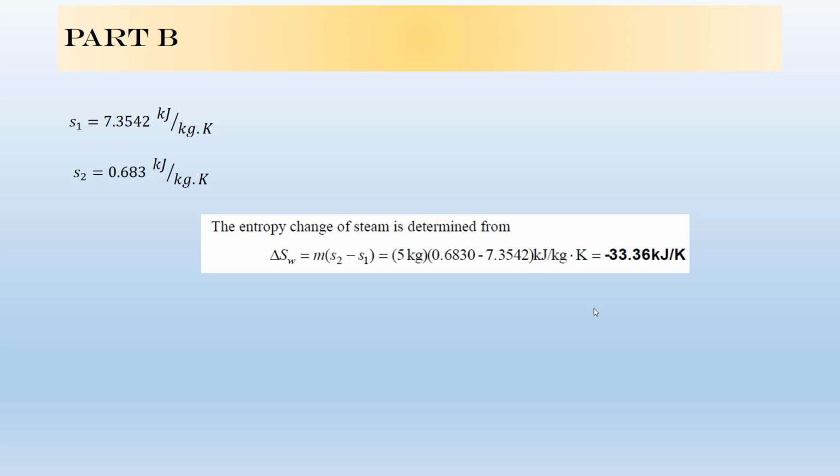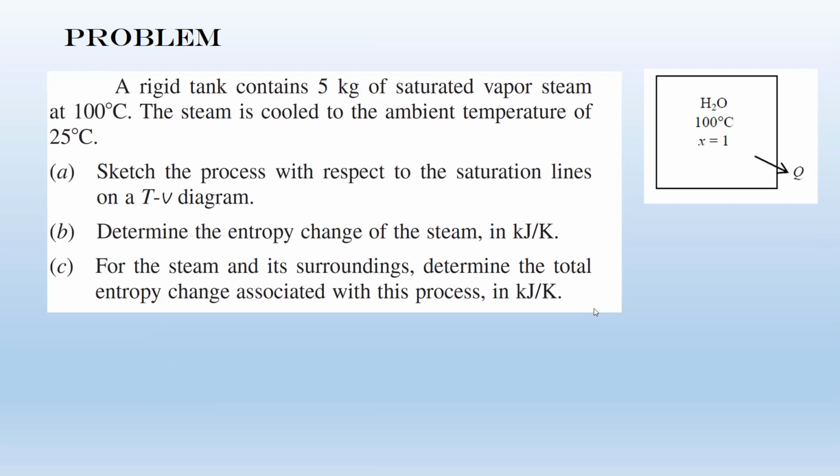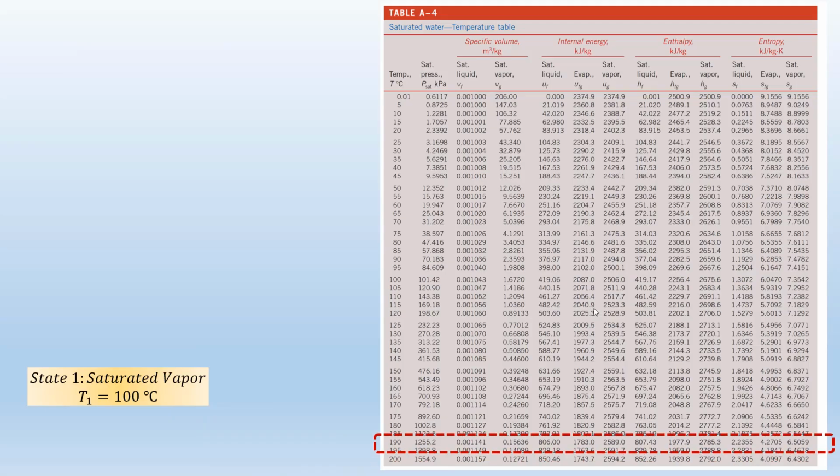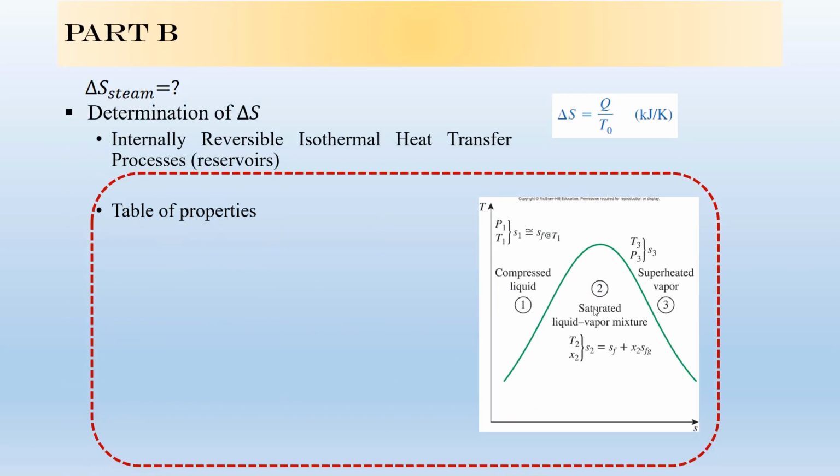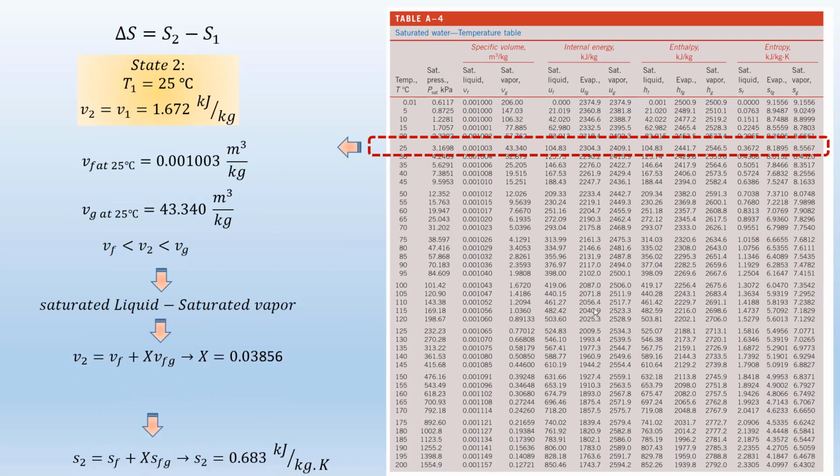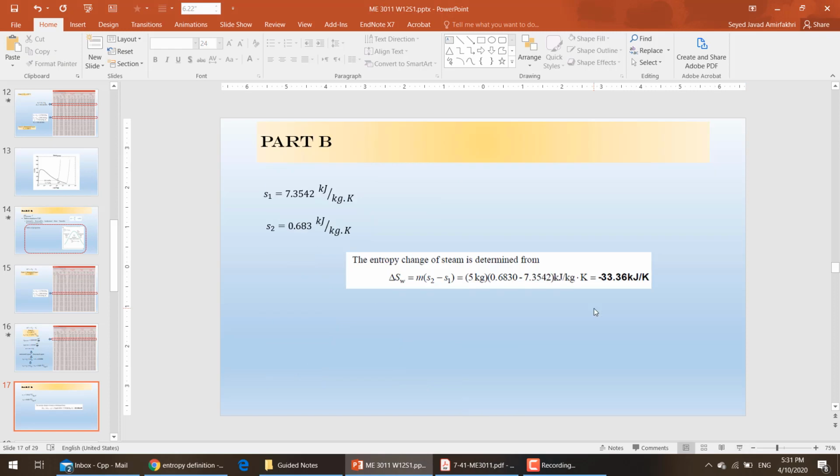For the third part, you're asked to find the entropy change, the total delta S, for the system and surroundings. So for part three, you need to find the total delta S. The total delta S is a combination of the delta S for the system and the surroundings, and the total delta S is the S generation.